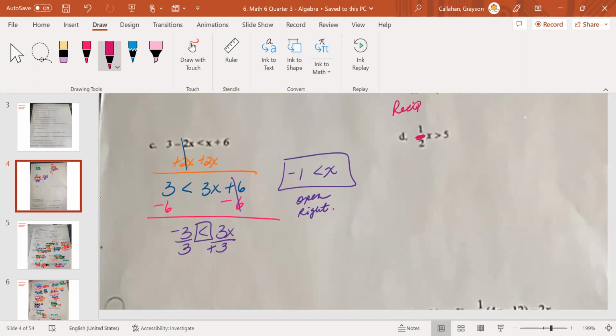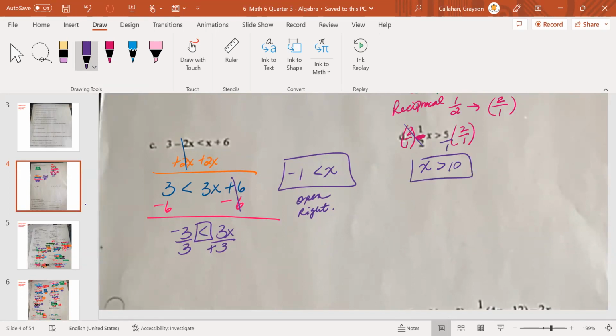Okay, for D, do you see how this is a fraction? Whenever we want to get rid of a fraction, what do you do? You multiply by the reciprocal. What's the reciprocal of 2 over 1? Or 2 over 1, right? So then immediately this part cancels, x is by itself, you put a 1 underneath the 5, and what's your answer? Open or close circle? Right or left?